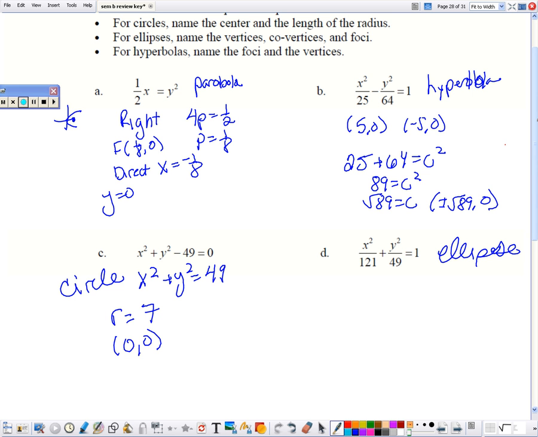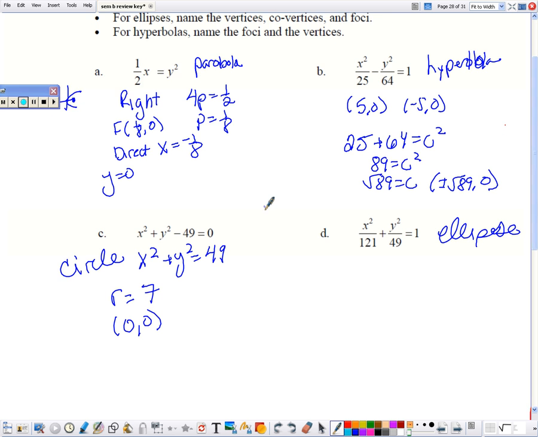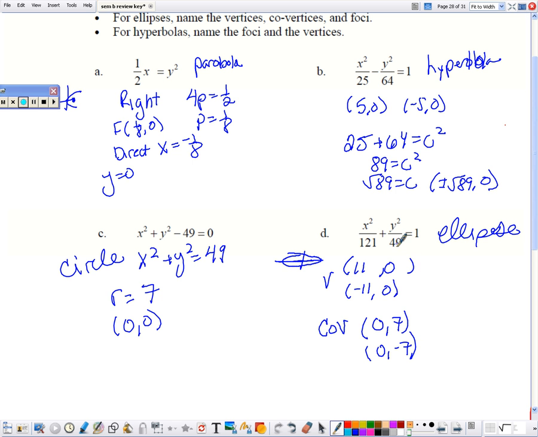Vertices, co-vertices, and foci. So now the vertices are going to be with the x, since that's the bigger number. The square root of 121 is 11. So if my ellipse is in the horizontal direction, my vertices are at -11 and +11. My co-vertices are at (0, 7) and (0, -7). That's the square root of 49.